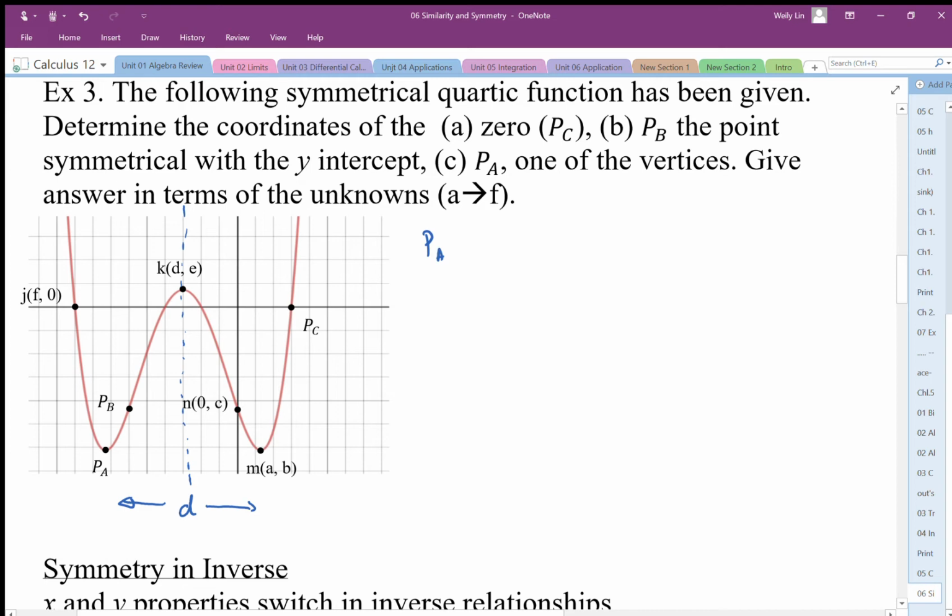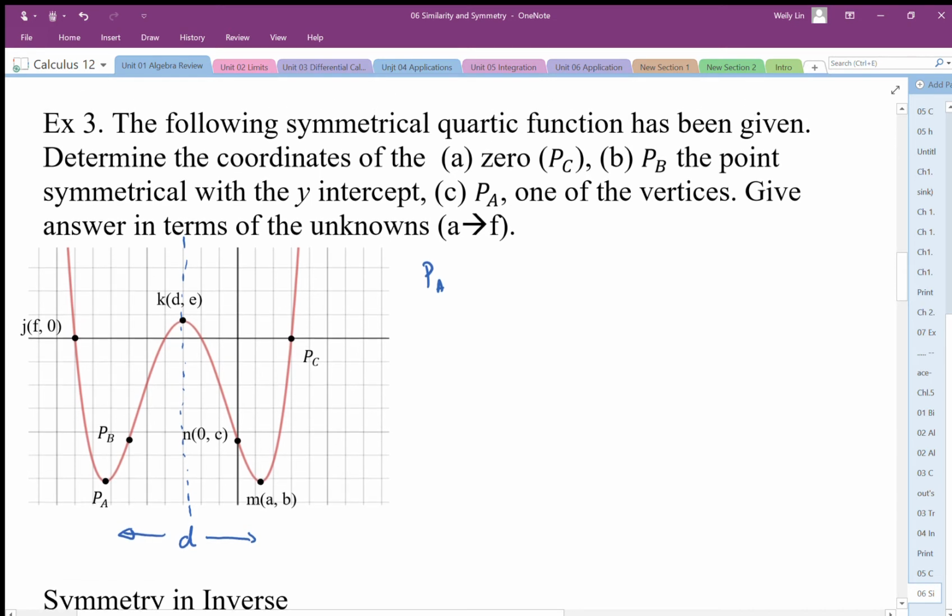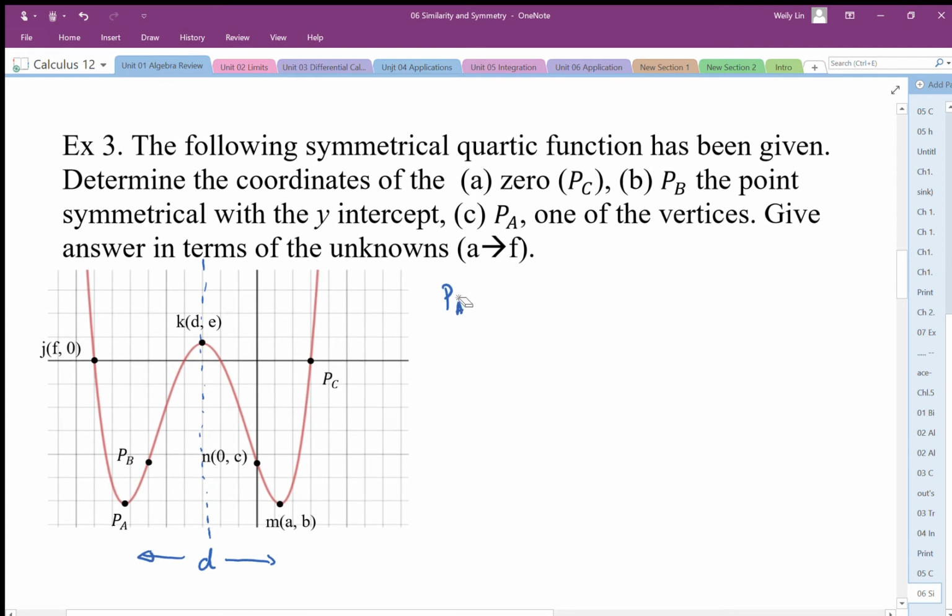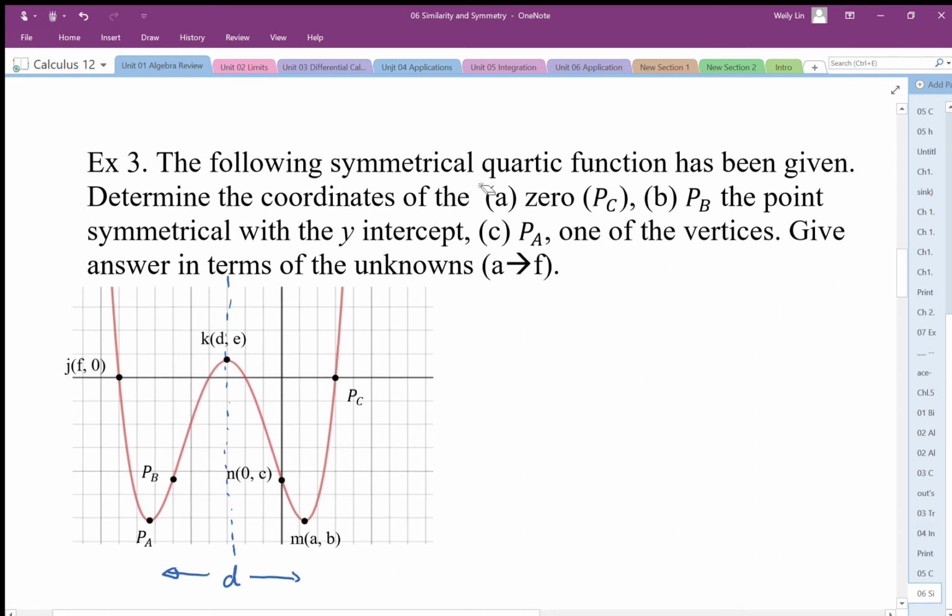Okay. Now I can start with any one of them if I want, but let's do it in order here. What does it ask for? It says determine the coordinates, the 0 at PC. It says B, the point symmetrical with the y-intercept, so that point there. Okay, so this point's the y-intercept, that point B. And then the C is point A, which is symmetrical to the vertex.